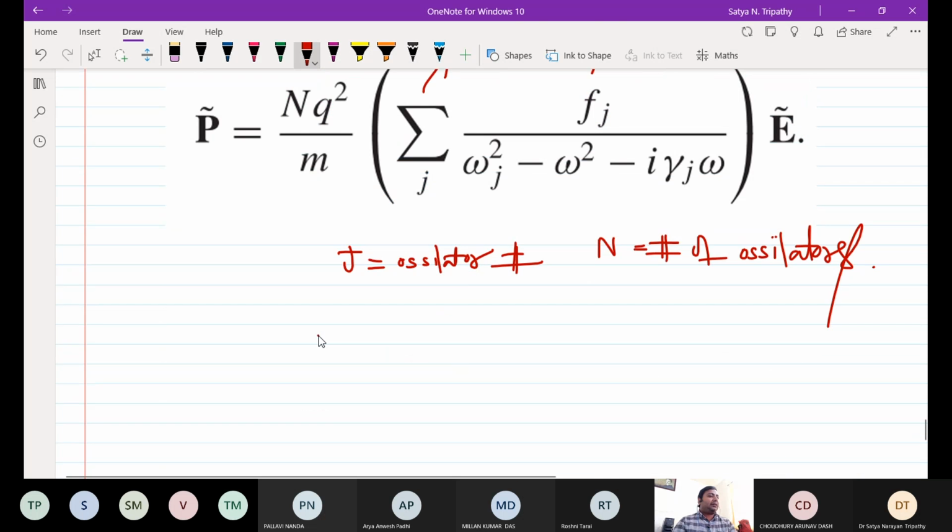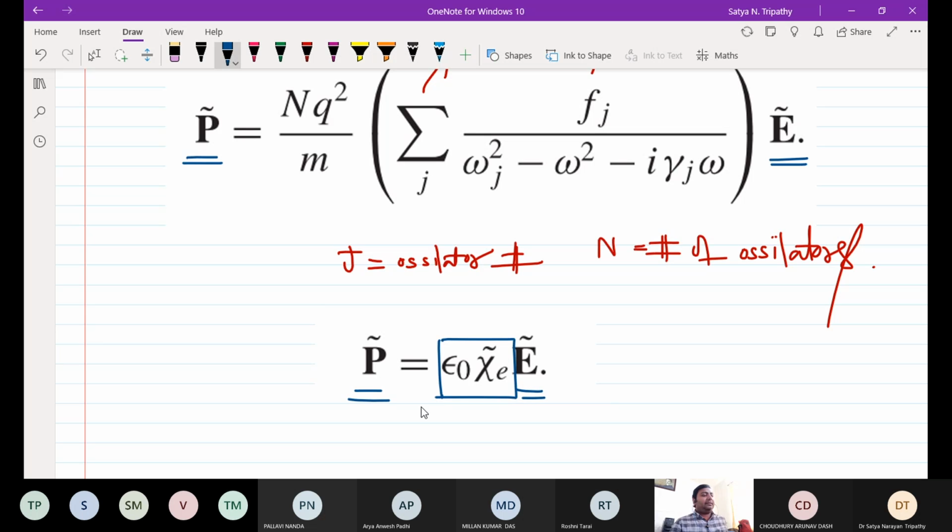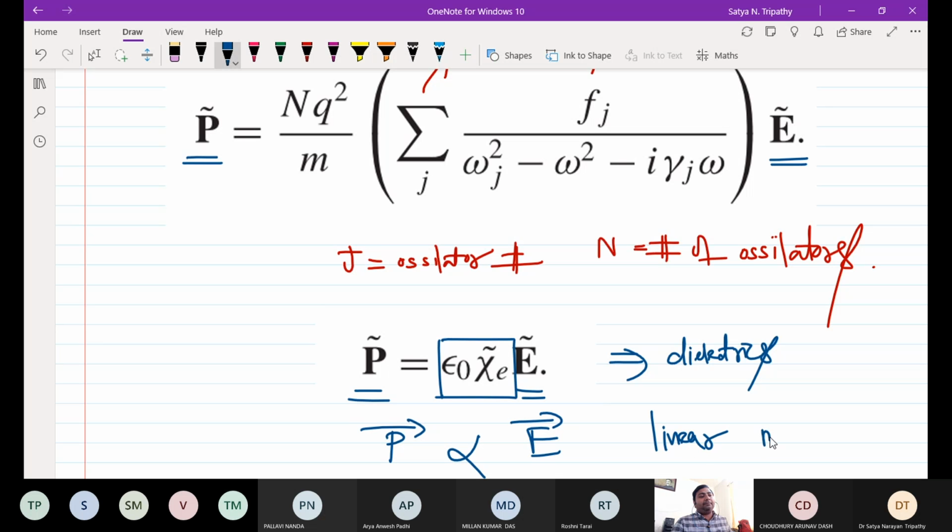This P is of the form like this. Okay. So you can see there is P, there is E. There is P, there is E. Whatever the things inside, we just included inside this. Where have you seen this equation? You have seen this equation in dielectrics, where polarization is proportional to the electric field, and this is for a linear medium.